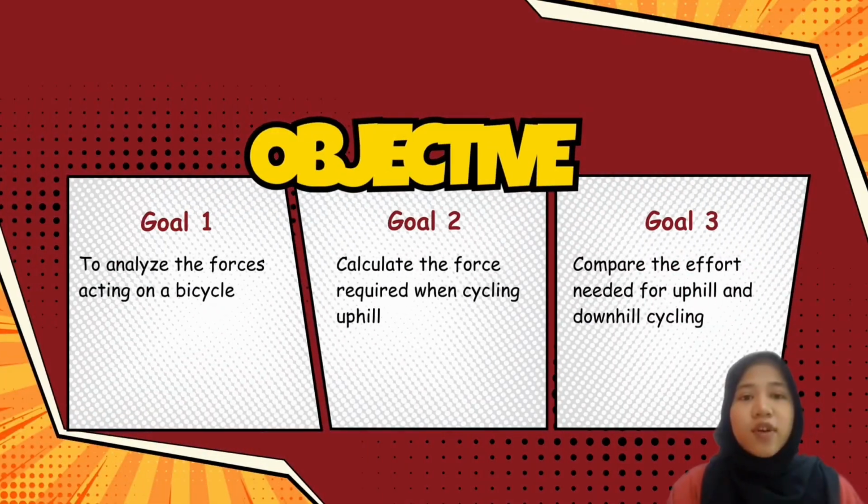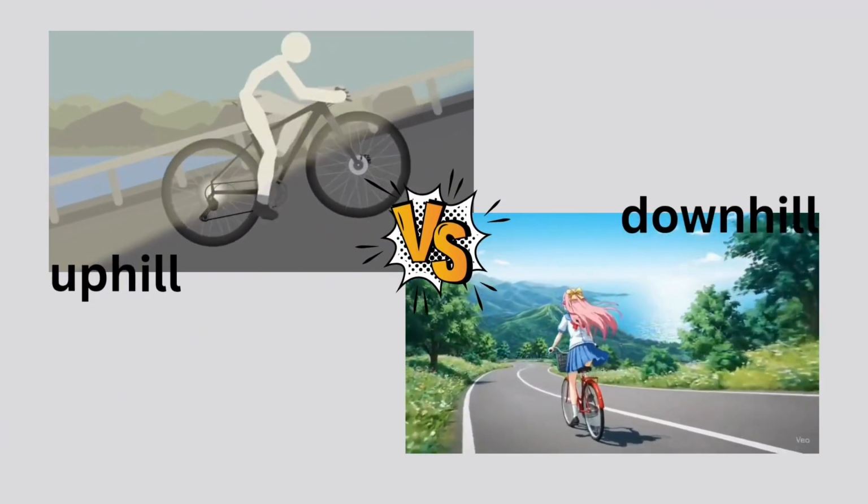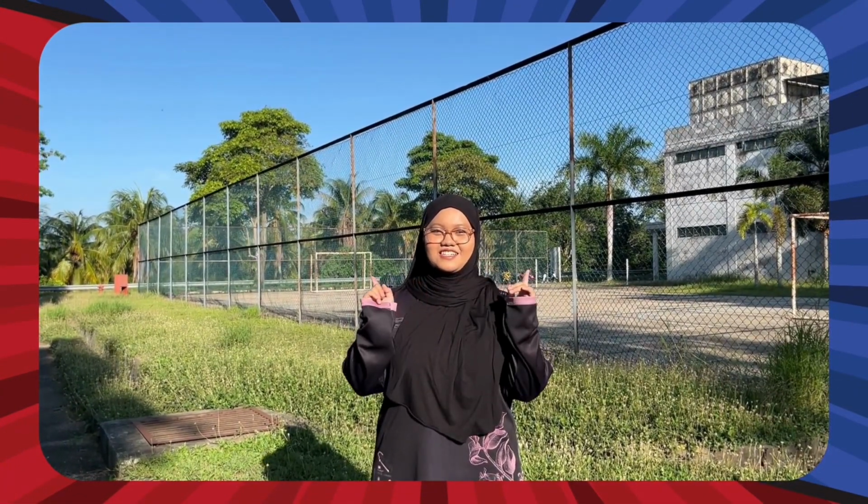There are three objectives of our case study. First, to analyze the forces acting on a bicycle. Second, to calculate the force required when cycling uphill. And third, to compare the effort needed for uphill and downhill cycling. Based on the video, we clearly see that a cyclist needs more effort going uphill compared to downhill. To confirm this theory, let's move to a question.